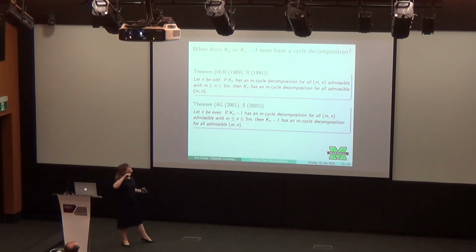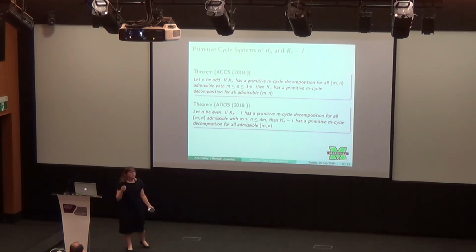Both cases of Kn and Kn minus 1-factor were shown. When n is odd, the existence of n-cycle decompositions for Kn was shown by Hoffman, Lindner, and Rodger in 1998, as well as Rodger on his own in 1991. And the analogous question for Kn minus 1-factor when n is even was shown by Alspach and Gavlas in 2001, as well as Sotteau in 2002.